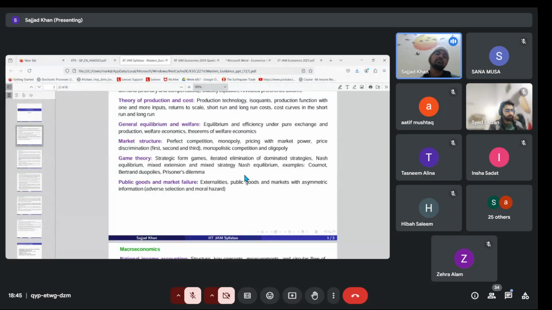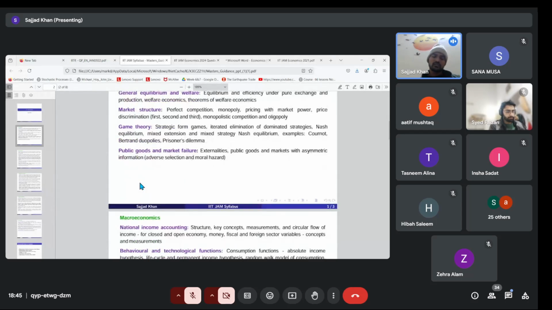After that, if you talk about public goods and market failure, generally adverse selection and moral hazard questions have been asked for IIT-JAM, but you have to focus on other things also because they are given in the syllabus. The most important is to know the basic properties of adverse selection and moral hazard, and what the signaling effect is. In externalities, know all types of goods, what a positive externality is, what a negative externality is, and what kind of market failure takes place due to these externalities.